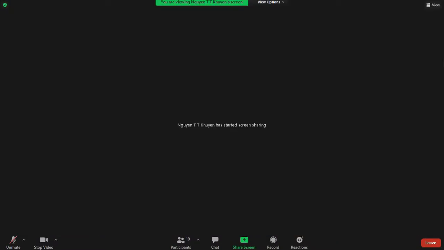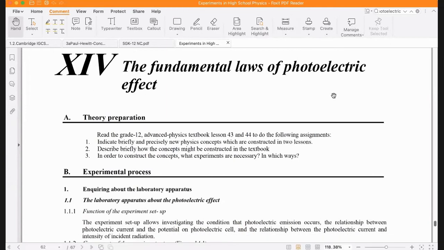Today we are doing the experiment related to the photoelectric effect. This document I already uploaded on the CSD, so you can easily find it in the chapter, in lesson 14, the fundamental laws of the photoelectric effect.